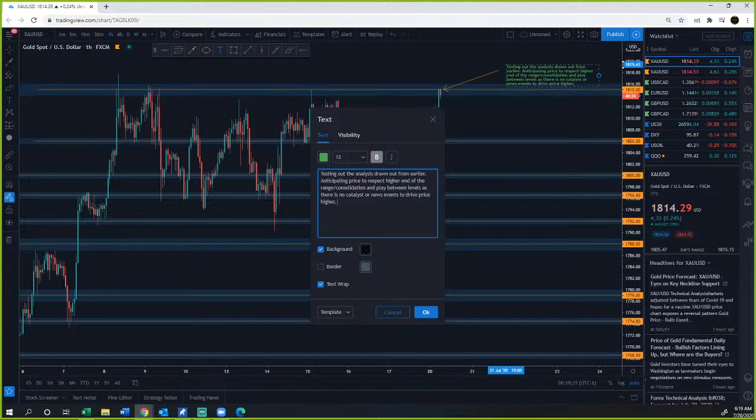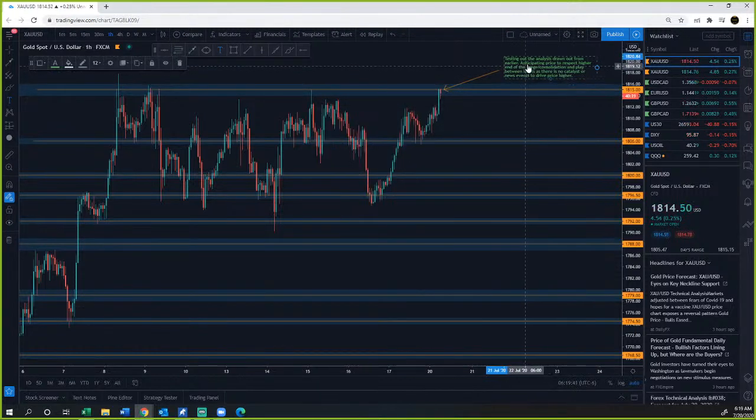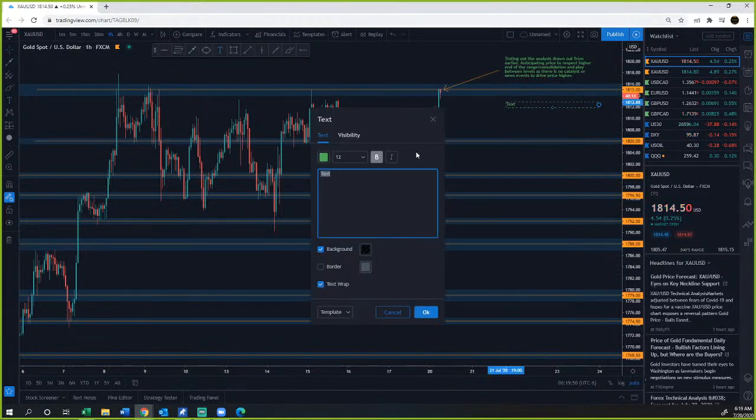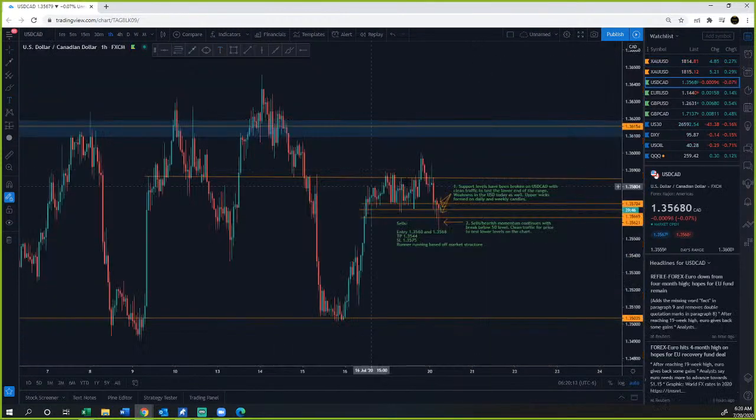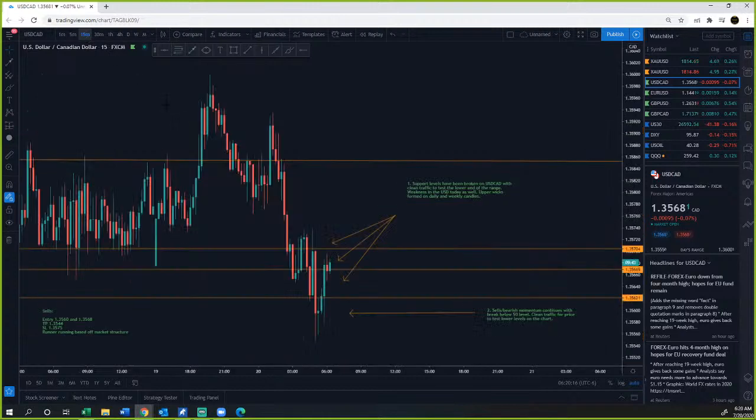Actually, after you're done with your notes, let's talk about the website, and then I'll work on it too. I'm basically done. I'll just put the trade here. Entry sell limit at 1814.5. Okay, I'm done now.